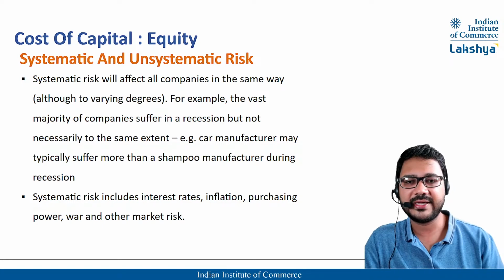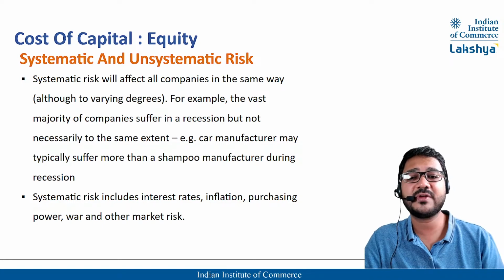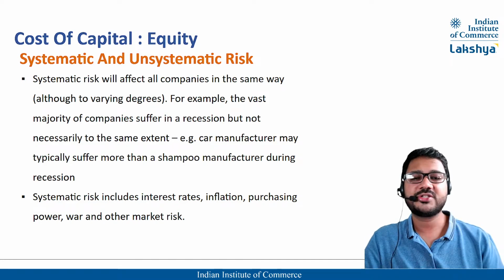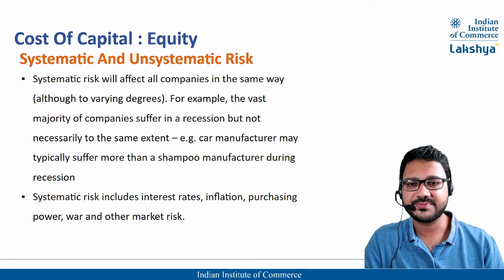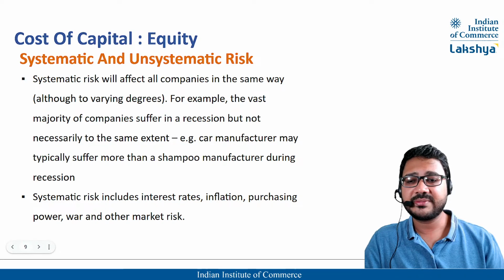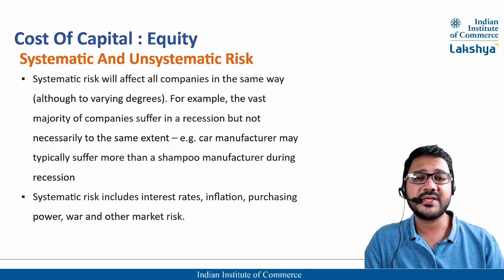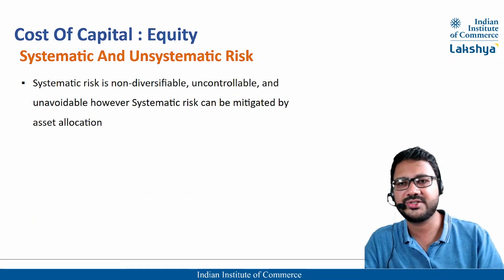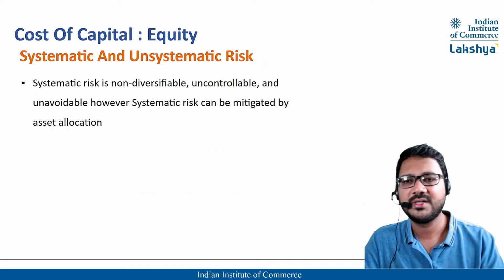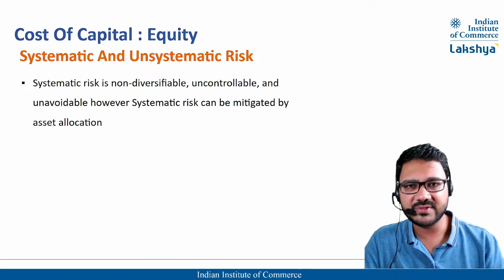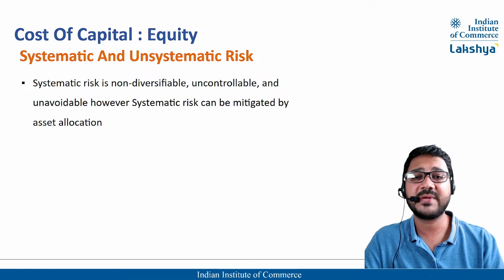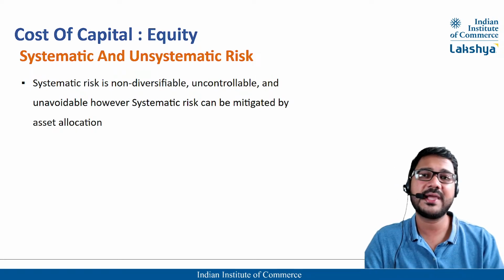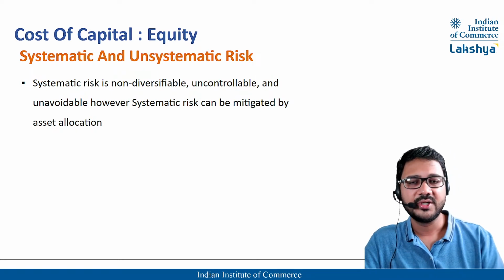Okay, before that, the example. A car manufacturer may typically suffer more than a shampoo manufacturer during a recession. Now, systematic risk includes interest rates, inflation, purchasing power, war, and other market risks. So it affects the entire nation or the market. Systematic risk is non-diversifiable. It cannot be controlled or avoided. However, systematic risk can be mitigated by asset allocation.